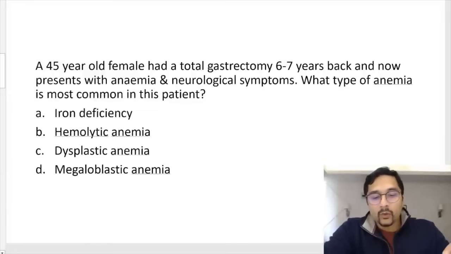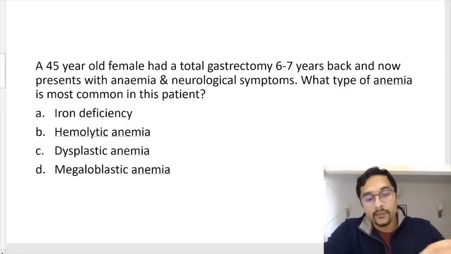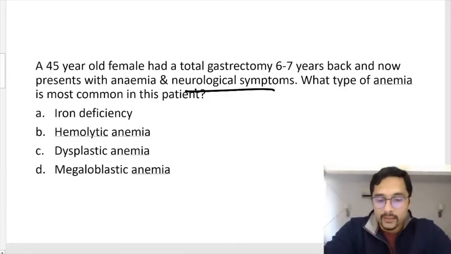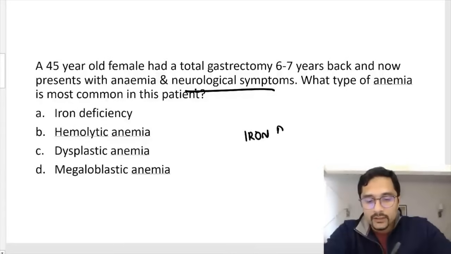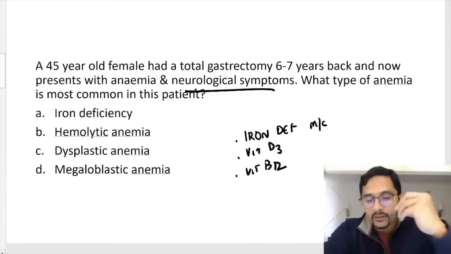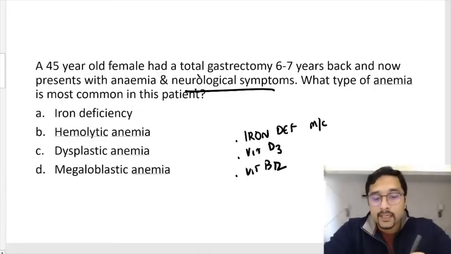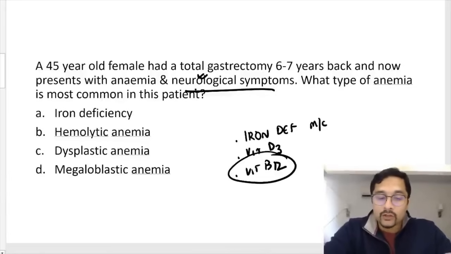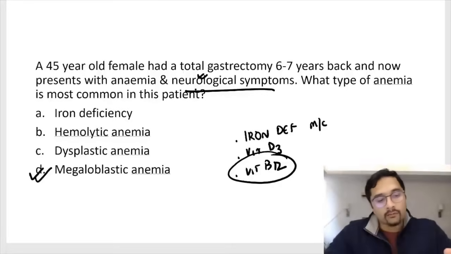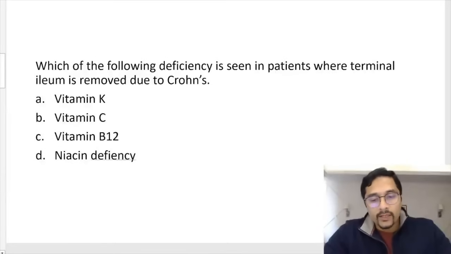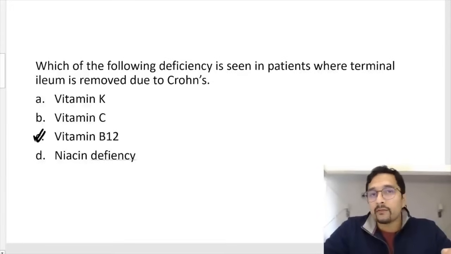A 45-year-old female had a total gastrectomy 6 or 7 years back and now has anemia and neurological symptoms. What type of anemia is most common in this patient? I told you, following gastrectomy, I discussed one question earlier. You can have iron deficiency, which is most common, vitamin D3 deficiency and vitamin B12 deficiency. But here they're saying there are neurological symptoms also, so it is going to be megaloblastic anemia due to B12 deficiency. Had they asked most common overall, you would have marked iron deficiency. Which deficiency is seen when the terminal ileum is removed due to Crohn's? It's going to be B12 deficiency, because absorption of B12 occurs in the terminal ileum.